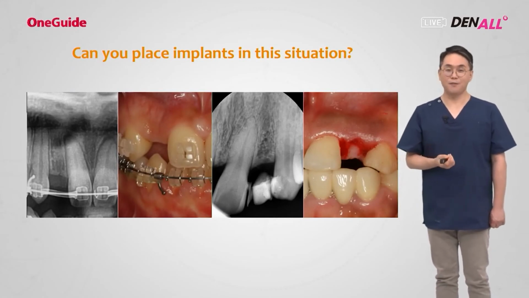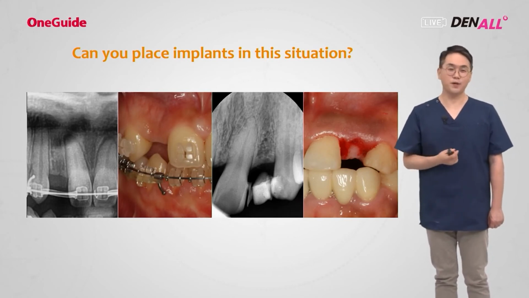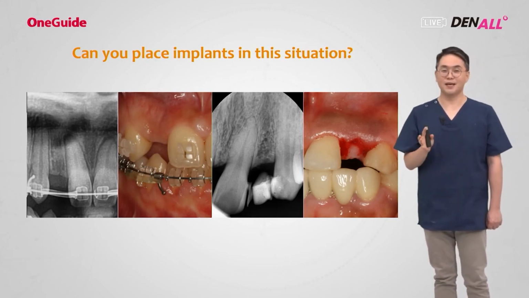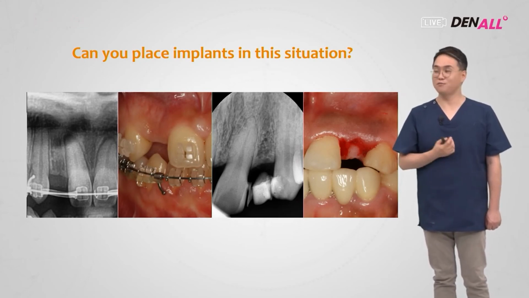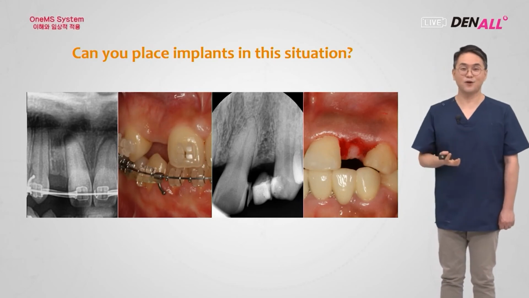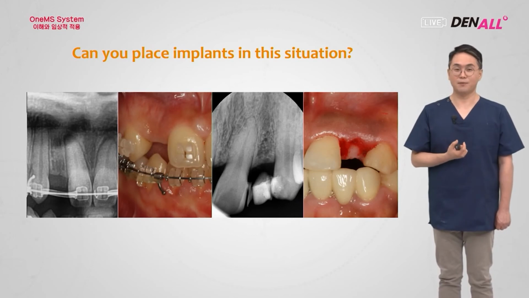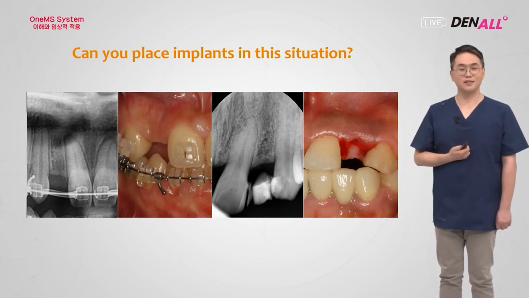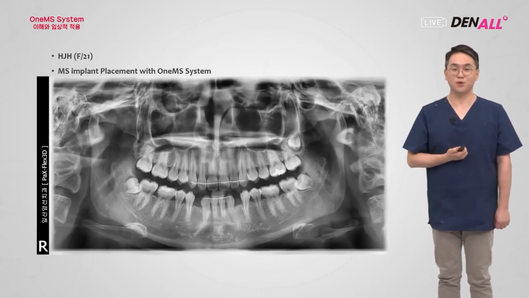Then, once you build experience, you might think you can place the OneMS implant without a guide. But there are cases where you need a guide. If such a patient came to you and said, I want an implant, what would you do? You could recommend a bridge because an implant is not possible. But with MS, you can place an implant. But even in these cases, placing an MS implant without a guide is not something I would go for. So let me show you one case.